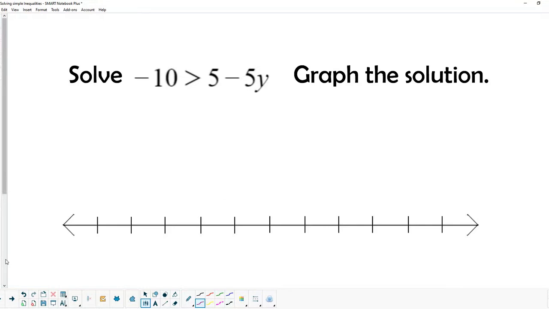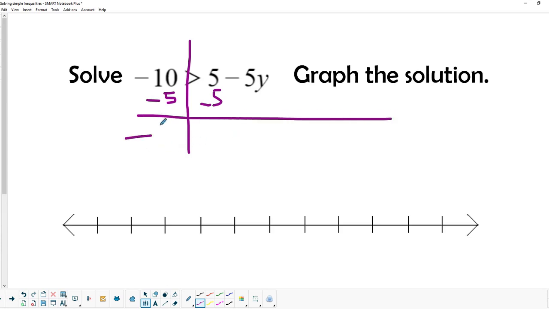Okay, we got a couple more. Let's take a look at this one. This one looks like it's got a lot of negativity in it. Are we going to have to switch the arrow? Well, we'll find out. Subtract 5 from both sides. So negative 10 minus 5 is negative 15. And all of that is greater than negative 5y.